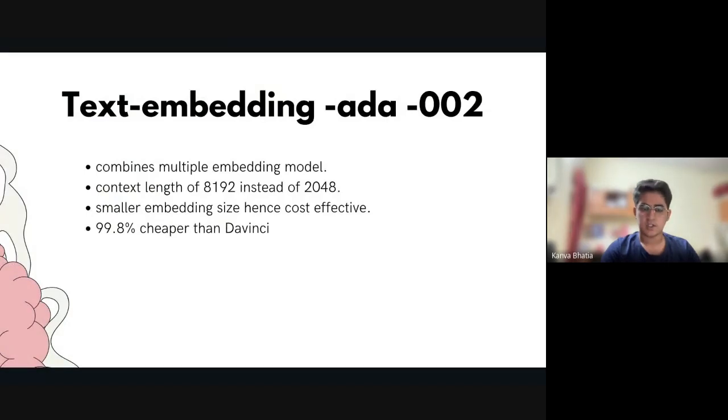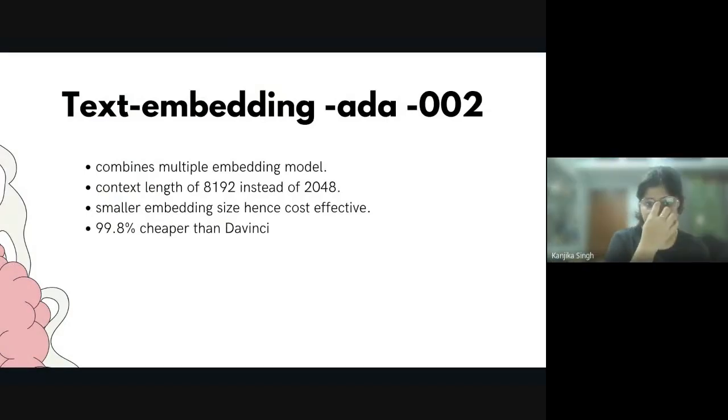Okay. So we'll now move on to text embedding ADA002. As mentioned earlier, it combines multiple embedding models. So basically, it merges 5 different models of OpenAI, and it has a context length of 8192 instead of 2048, which means it can process 8192 tokens instead of 2048 at once.